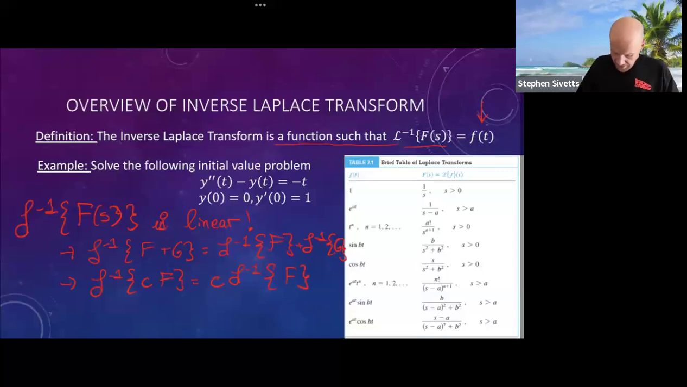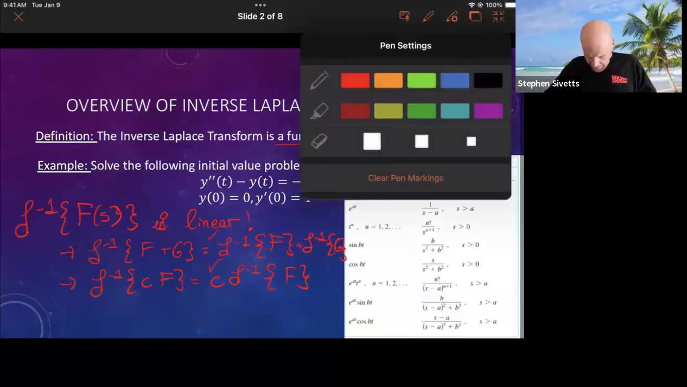And you're just going to use the fact that capital F and capital G are just Laplace transforms of little f of t and then g of t, okay? And then just use the fact that the Laplace transform is a linear function, and that will lead you to the conclusions here, right? So I'll let you work on those for yourself.